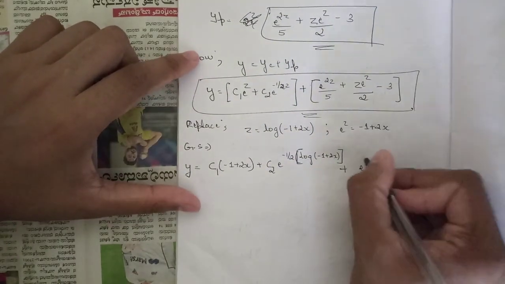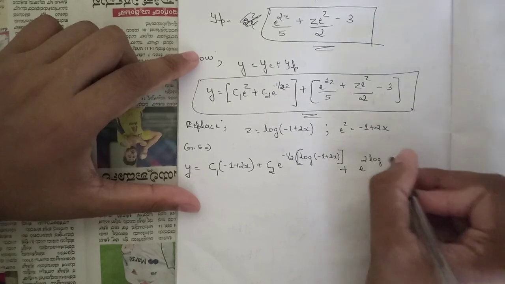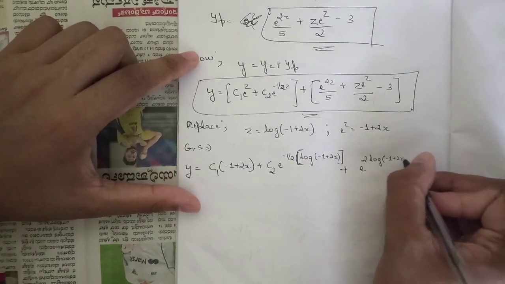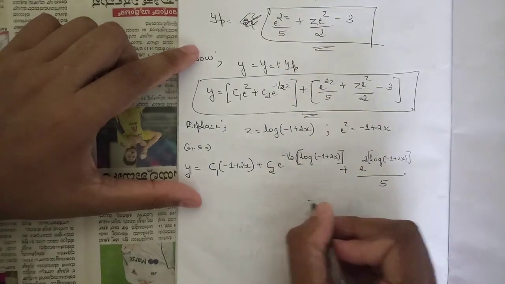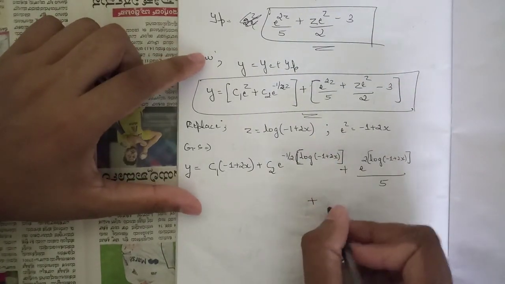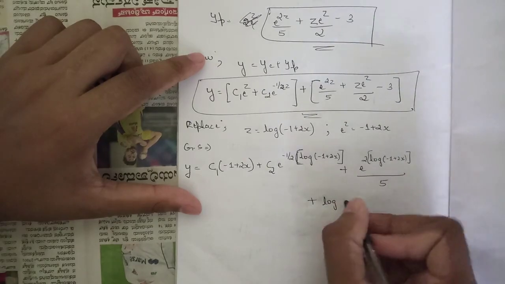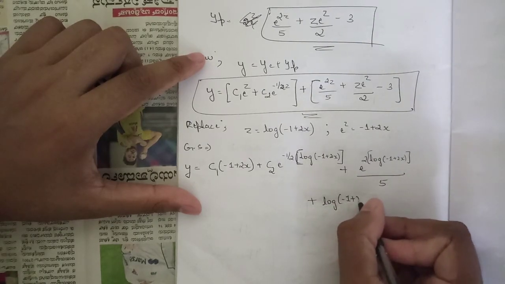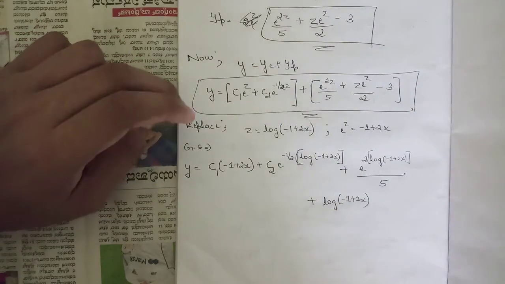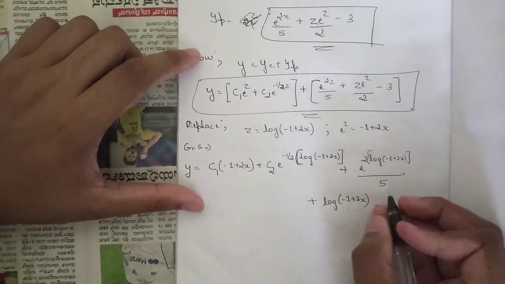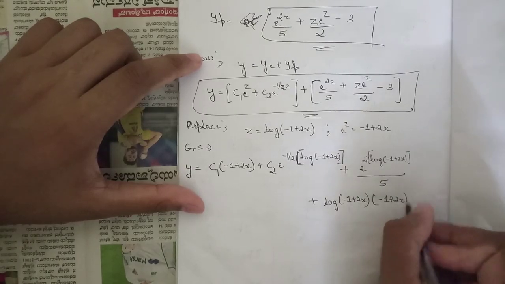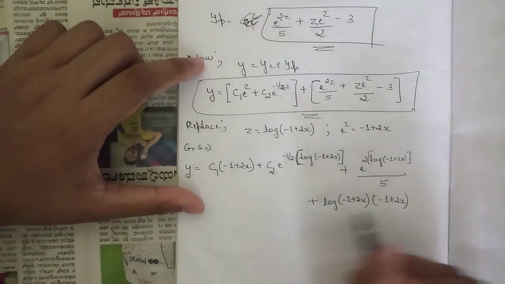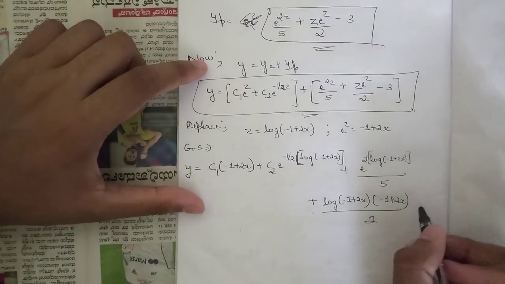plus e power 2 log of minus 1 plus 2x again divided by 5, plus I write the other term down, that is log of minus 1 plus 2x into e power z, which is again minus 1 plus 2x, right, z into e power z divided by 2 minus 3.